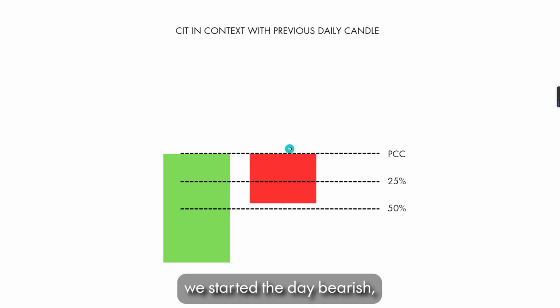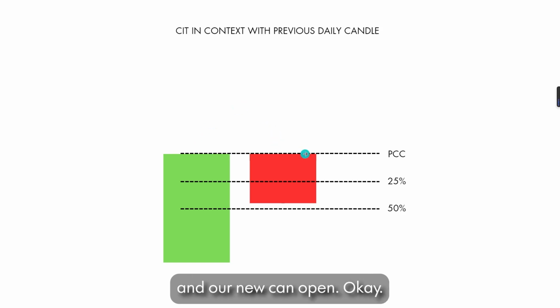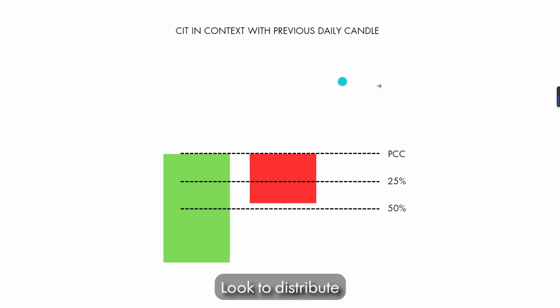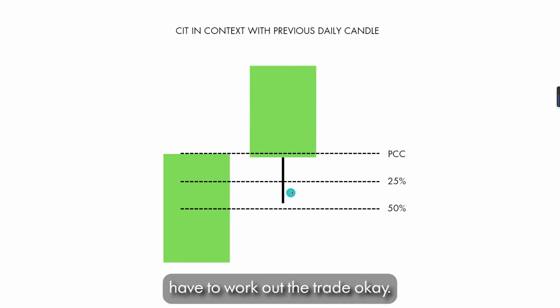As you can see, we start off the day bearish, which is extremely good for us because we are below the previous candle close and our new candle opening, okay? Now we're looking to enter any trades with a change in state of delivery, a market structure shift, a change in character, all these little reversal patterns for price to look to distribute in the next movements, okay? And then obviously you'll be entering at the wick of the trade, okay?